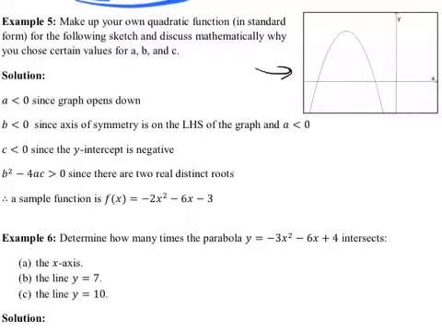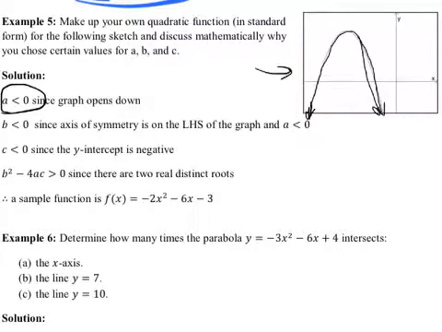So what we're going to look for is to say to ourselves, first of all, notice the graph opens down. If we look at the graph here, it opens down, which means that a must be negative. So a is less than 0 to start because the graph opens down.